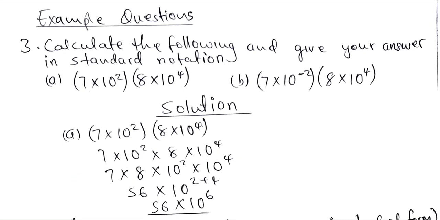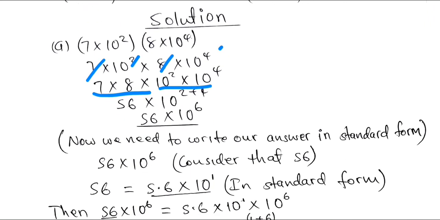You have to collect those without an exponent together, and those with an exponent together. This one doesn't have an exponent and this one doesn't have an exponent, so you collect them as you see here. And this one has an exponent and this one has an exponent, so you write them together as you see here. Then when you multiply this one times this one, you get 56. This one times this one, you have the same base with different exponents, so you sum up the exponents: 2 plus 4, so 56 times 10 exponent 6. Okay, this is the answer, but we're supposed to write our answer in standard form.